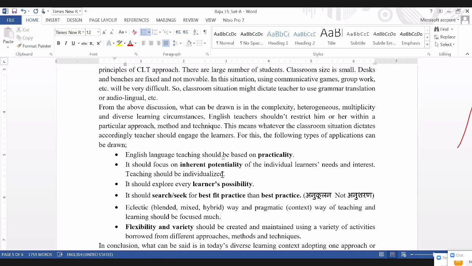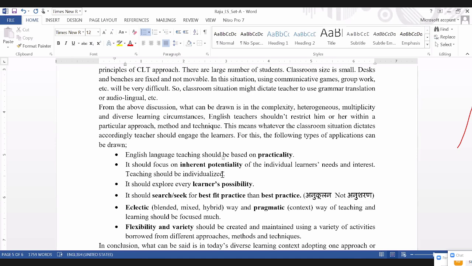An eclectic way and pragmatic way of teaching and learning should be focused. Here, eclectic means what? Combination, or mixed. And pragmatic means contextual teaching. We should focus on this now. Eclectic way, pragmatic way of teaching and learning should be focused much.